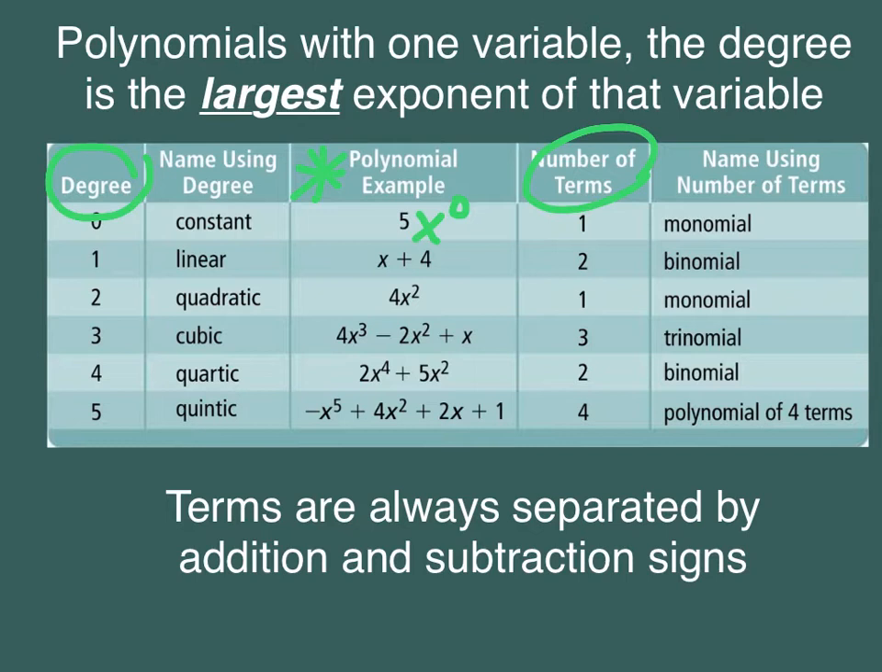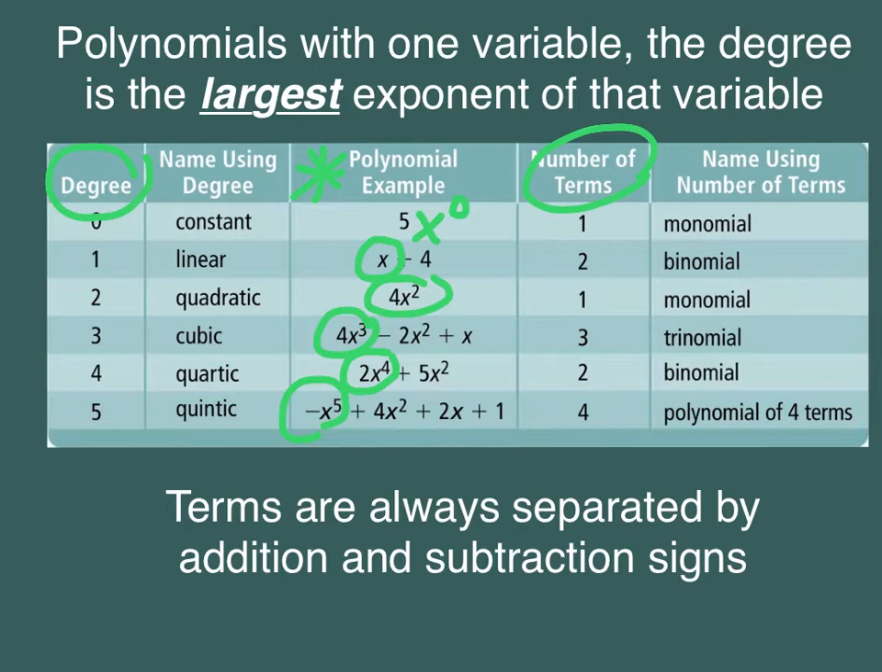Mono means 1. The next one, x plus 4. Well, we look at the x. The degree on x is 1. So that means linear. In this case we had two terms, so it is a binomial. We have a quadratic here. Again, we look at the highest exponent, 2. 2 means quadratic. Again, there is one term, so it is a monomial. Cubic is that 3 degree. Make sure it's in order, so there's 3 terms, so it's a trinomial. Quartic means a degree of 4. There's 2 terms, so it's a binomial. Quintic, a degree of 5, and there's 4 terms, so it becomes a polynomial.